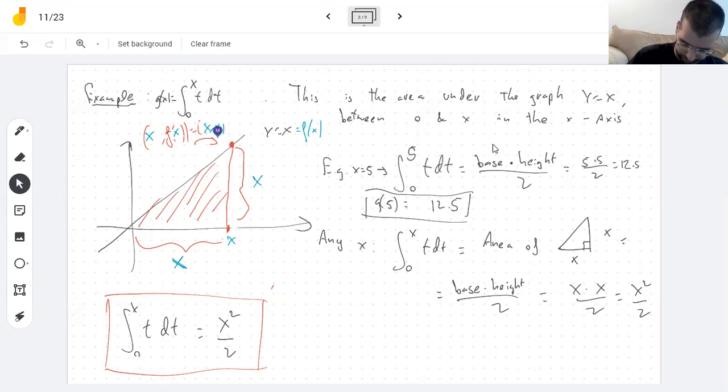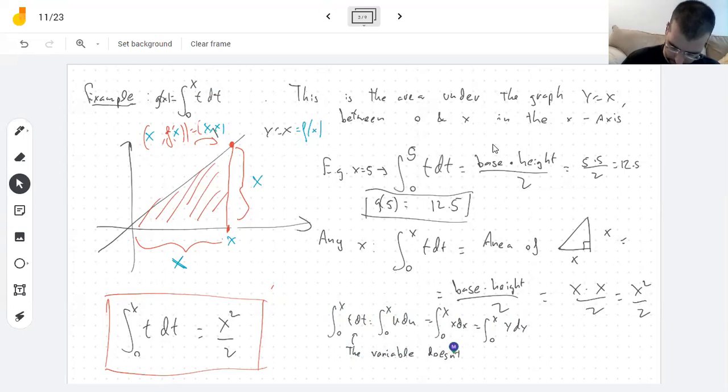But this is exactly the same. It doesn't matter what letter you use. You can use a u, you can use an x, even though it's not great. You can use a y. What you call the variable doesn't matter. You can use an apple. These all mean the same thing. For any letter you give it, the answer for what is the function at 5 is always 5. And that's all that matters.